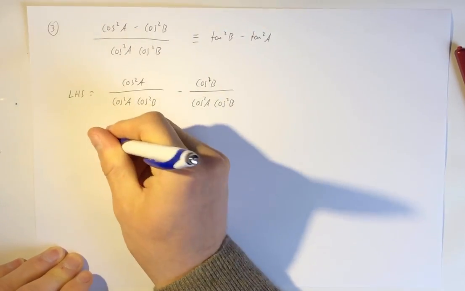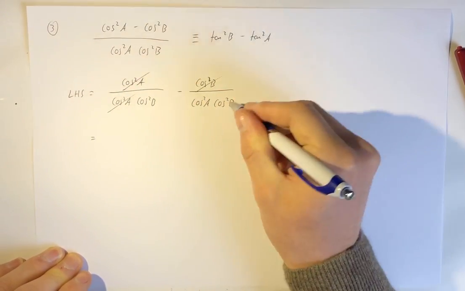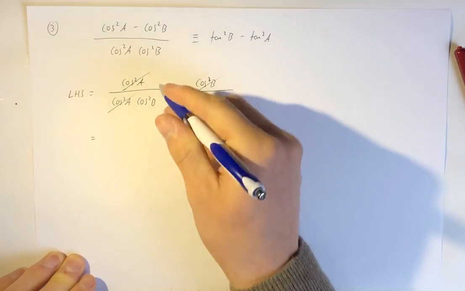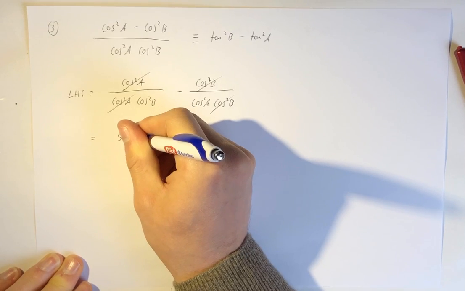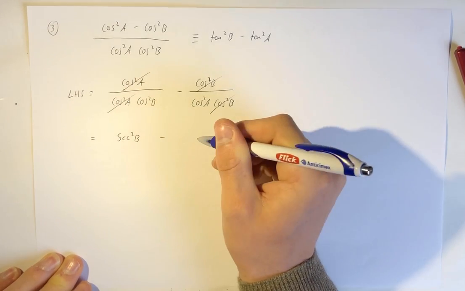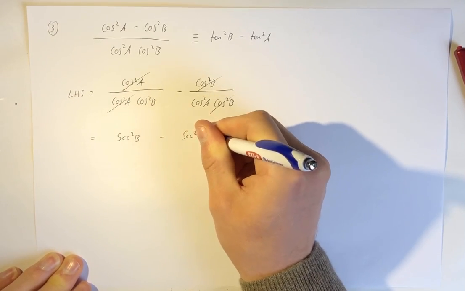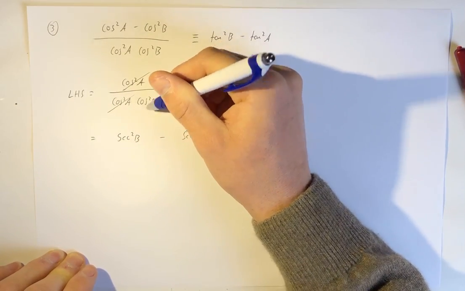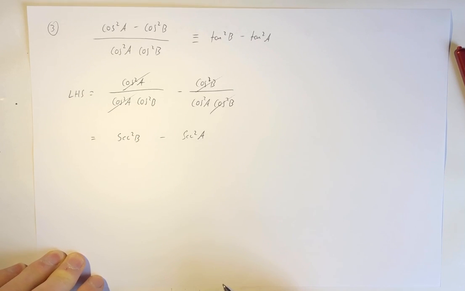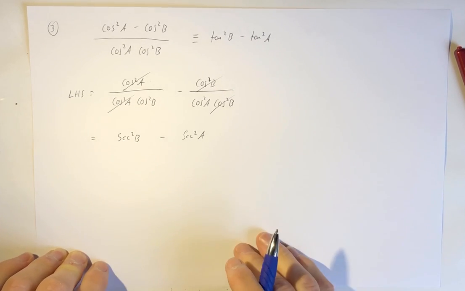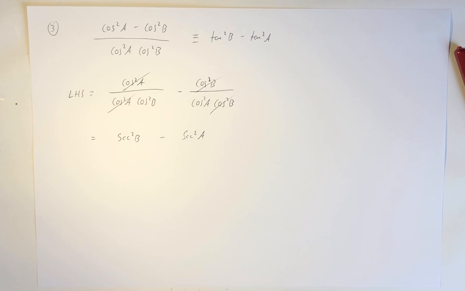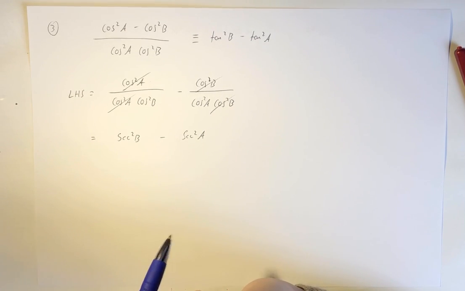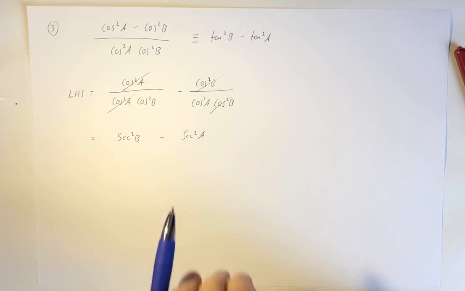And notice why I've done this. Cosine squared cancels, cosine squared cancels. Now I'm just going to go straight into writing this as sec squared B minus sec squared A. Because 1 over cosine is secant, and so it's squared. So we've got secant squared B minus secant squared A. I'm just wondering, I've done this a different way before, but I'm wondering if that could be a difference of two squares. Don't think that's actually going to help us in this case.